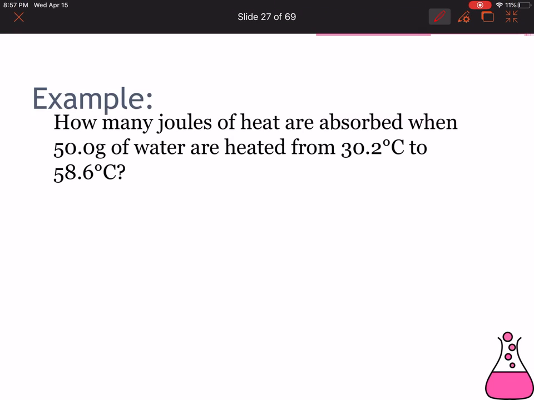All right, let's walk through it. Okay, so again, I'm going to be using that Q equals MC delta T. I'm going to list out my variables. My Q is my heat measured in joules. It says how many joules of heat, so that's my X.